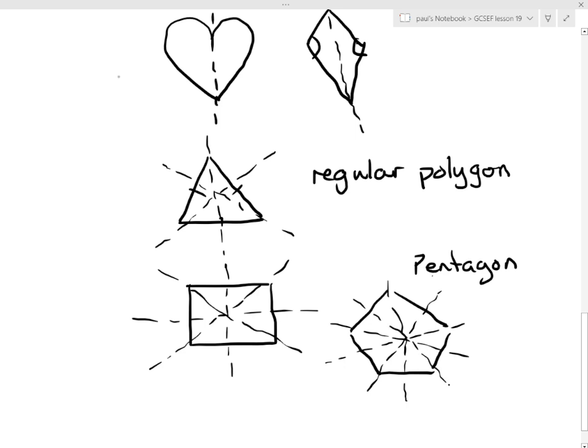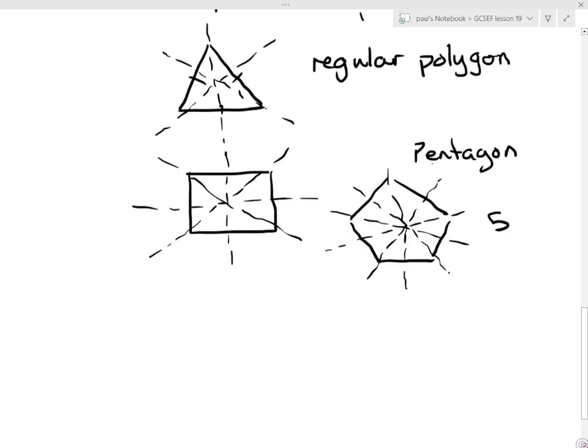We got five lines of symmetry. There is another kind of symmetry that we need to know about, and this is called rotational symmetry. This is when you rotate a shape around the center, and every time the shape looks the same as the original, it's given a number of rotational symmetry.